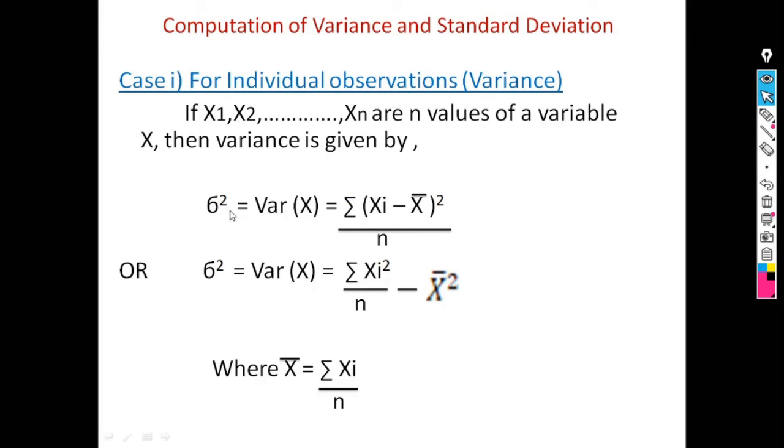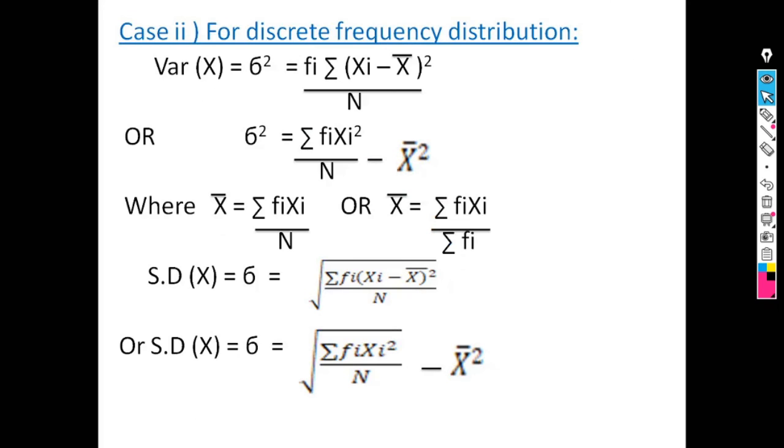For individual observations, the formula of variance is summation of (xi minus x bar) square divided by n, or summation of xi square by n minus x bar square, and standard deviation is just the positive square root of variance. And for a discrete frequency distribution, the formula of variance is summation of fi into (xi minus x bar) square divided by n, or summation of fi xi square by n minus x bar square.